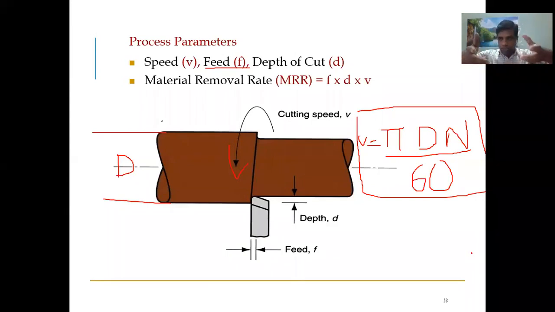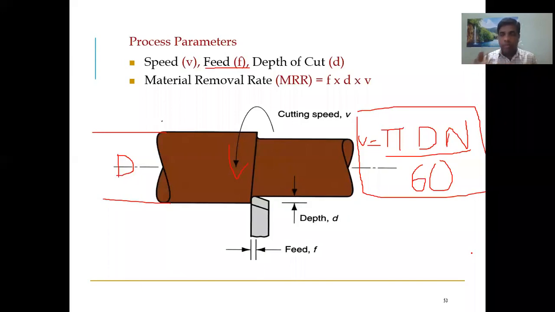The rotation of your workpiece is called the speed. The parallel movement of the cutting tool, parallel to the axis of rotation, is called the feed. And the lateral movement, how much it is penetrating into the workpiece, is called the depth of cut. These three parameters are very important when you are calculating power, velocity, or force during machining.